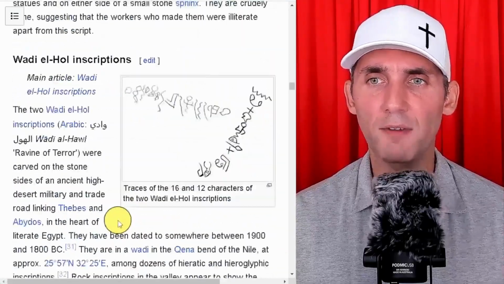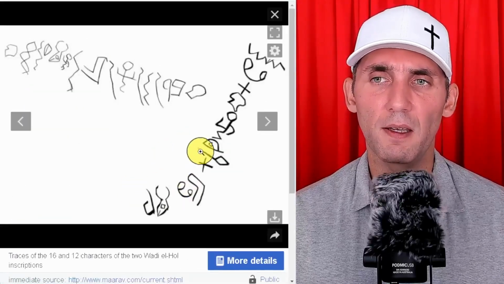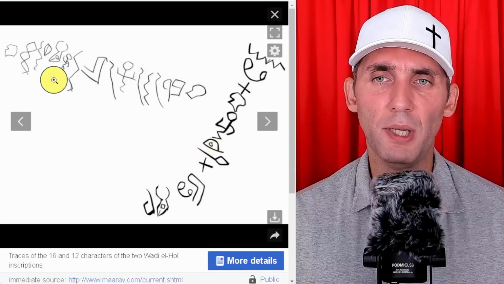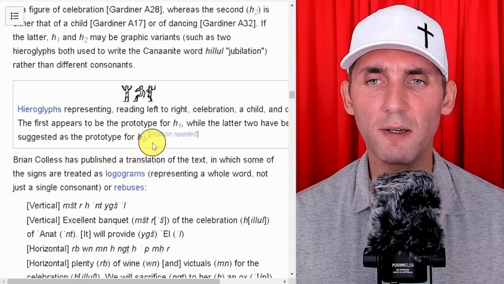Now, I want to see if they have... You see, here's what it looks like. If we can just click on this picture. Here's what it looked like, right? It's very pictographic, meaning the symbols represent pictures of things, kind of like early Chinese and so on.